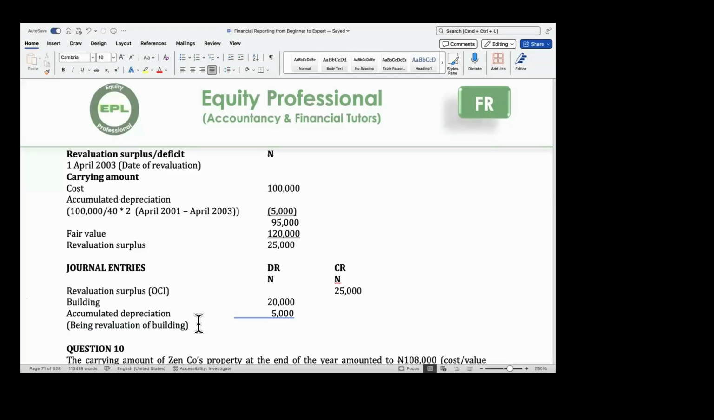Any question? Sir, please, I have a question. Please ask. Okay, the question is, there was a question you solved where you said when an asset is revalued, the depreciation is always cancelled. Is this what you mean by that? Yes. Okay, thank you, sir.